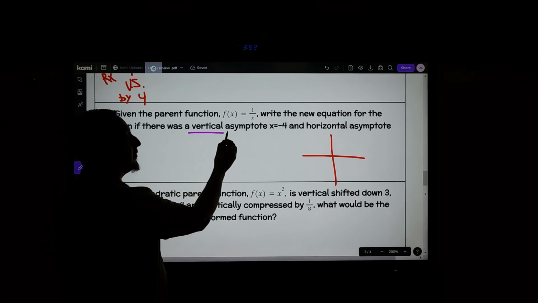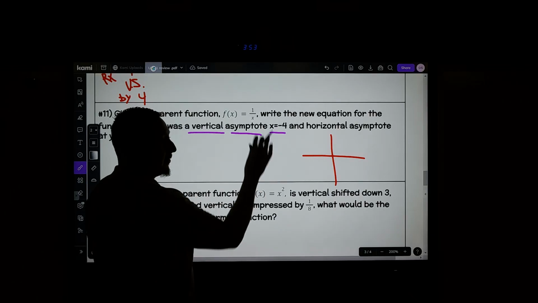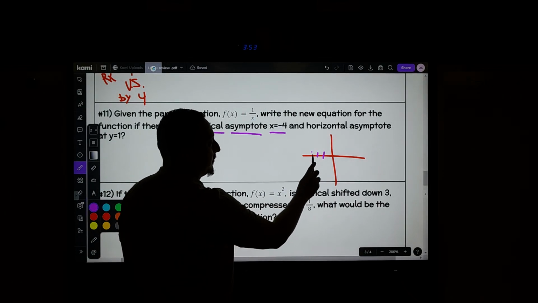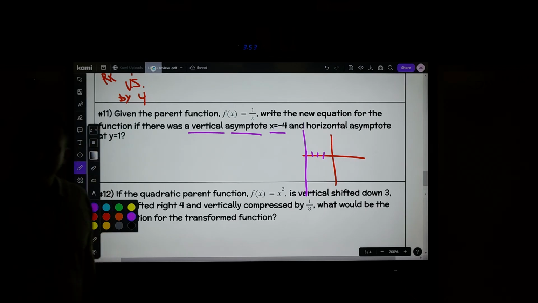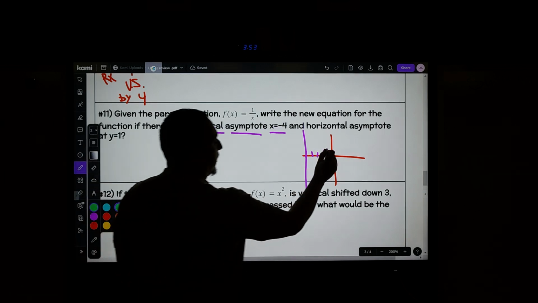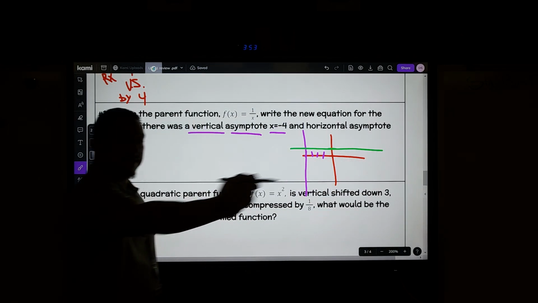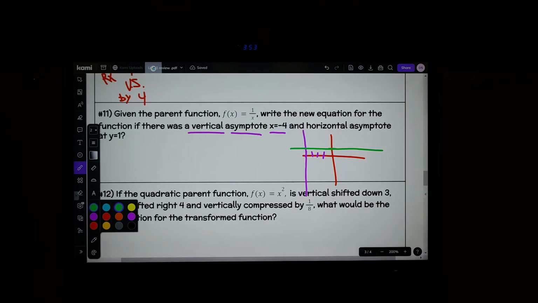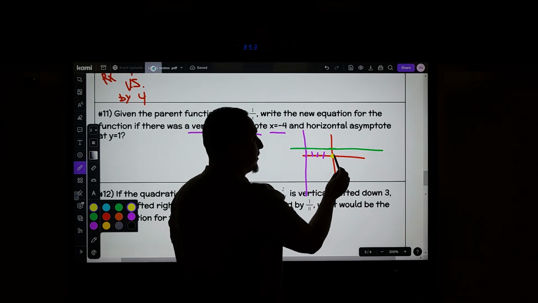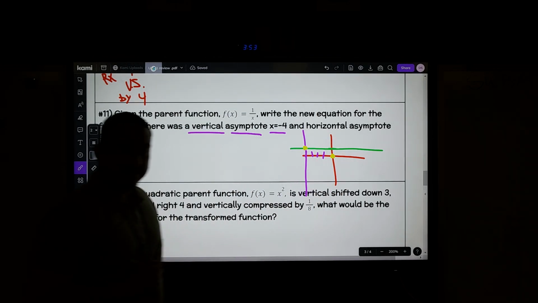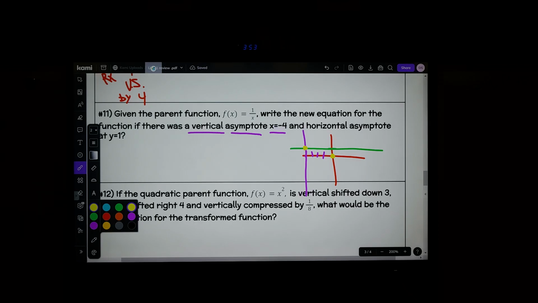Watch. Vertical wall, asymptote. Here, vertical is like this. So I'll put a wall at -4. Horizontal wall, horizontal asymptote at y equals 1. So I put a wall at y equals 1. Right? Everybody here can do that, right? Once you do that, then all you have to figure out is how did you go from the origin to that spot? And so we went left 4, up 1, right?